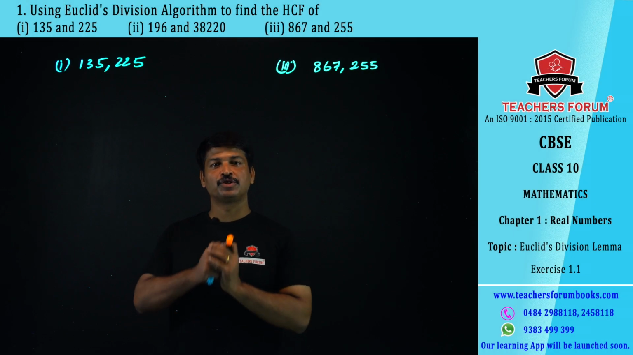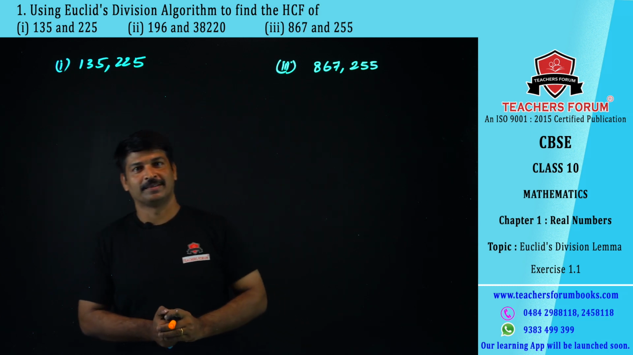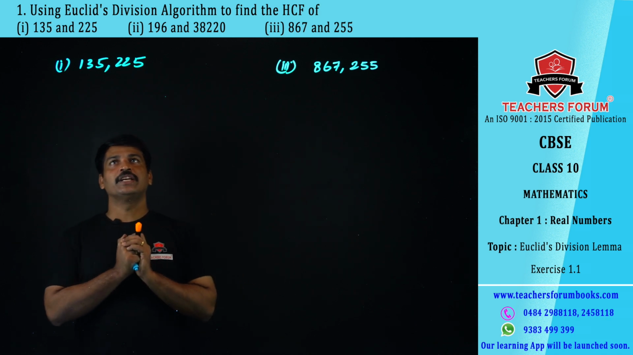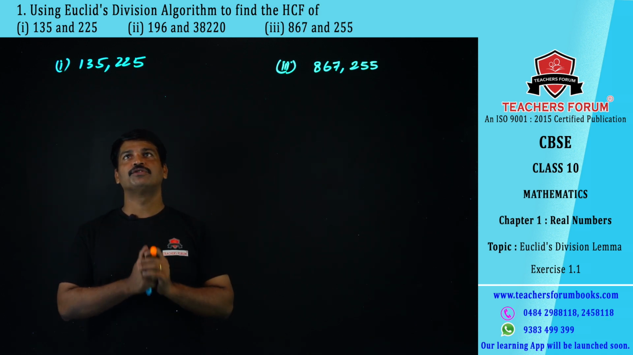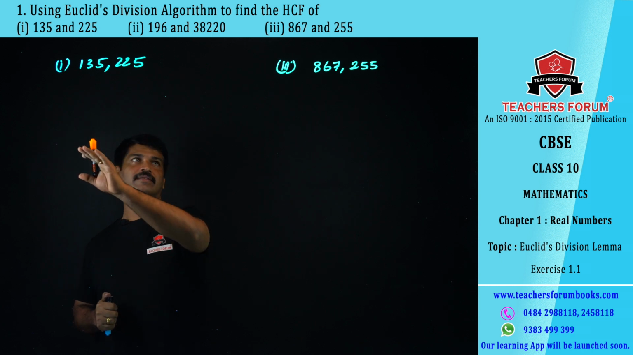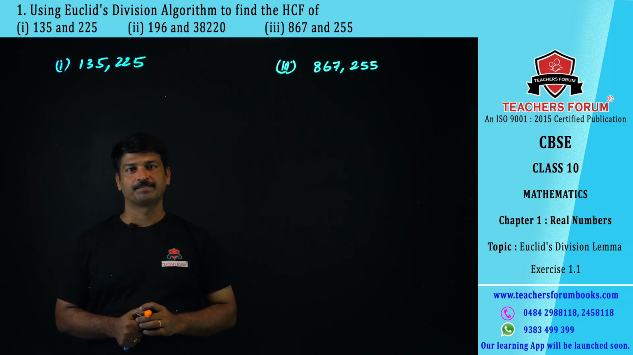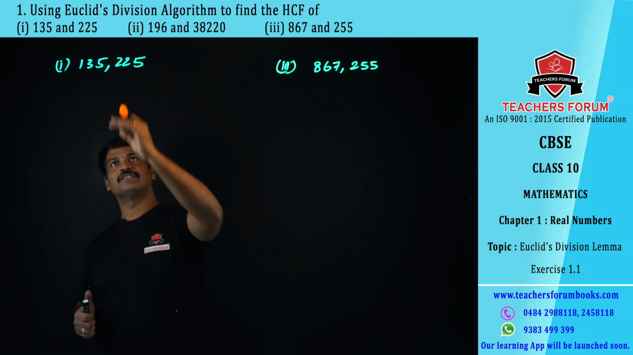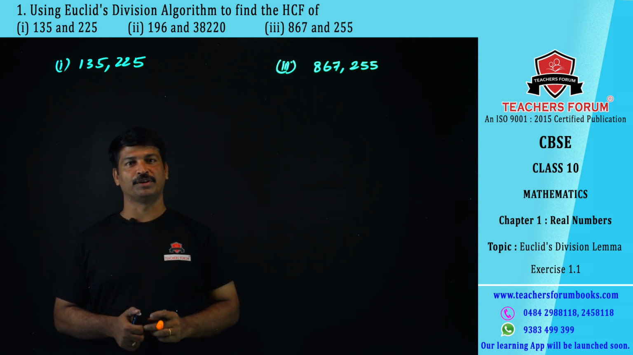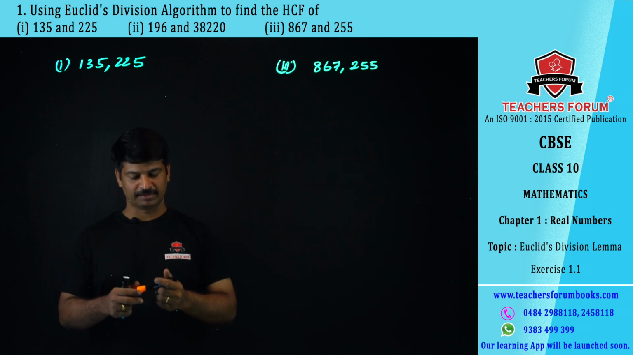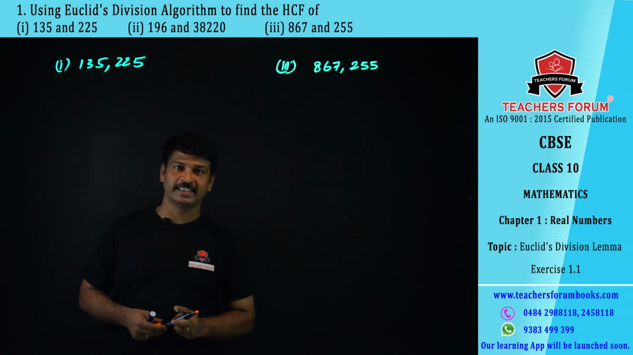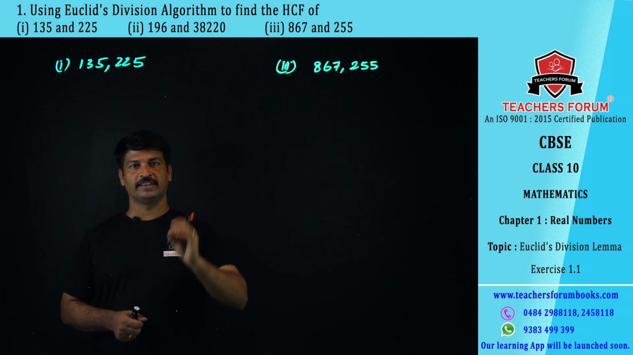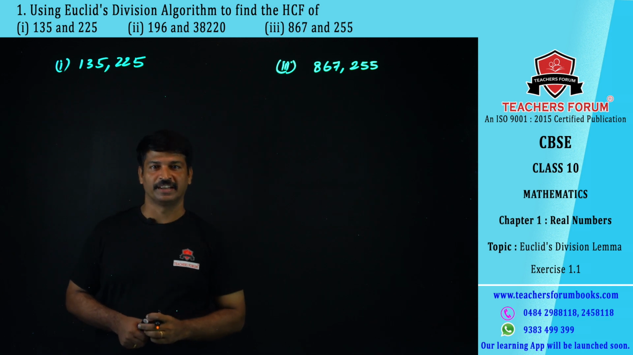Now let us solve the first problem from exercise 1.1. Let us read the question. Using Euclid's division algorithm, you have to find the HCF of the given pairs of numbers. Let us solve the first one and the third one. The first one is 135 and 225. You are given two positive numbers. You have to find the HCF of 135 and 225 using Euclid's division algorithm.